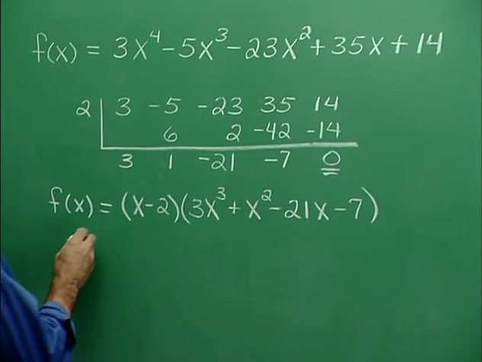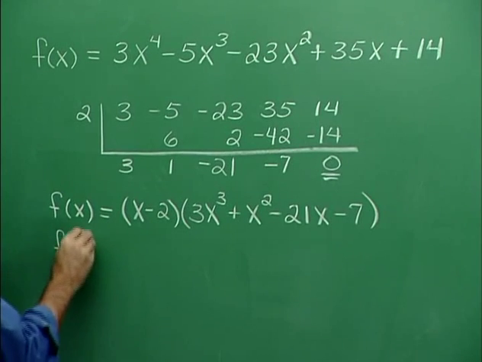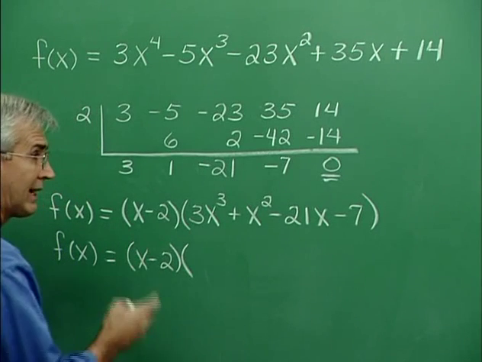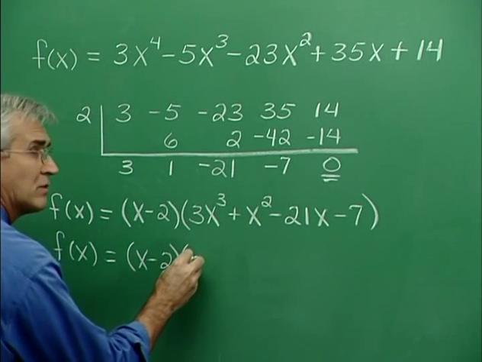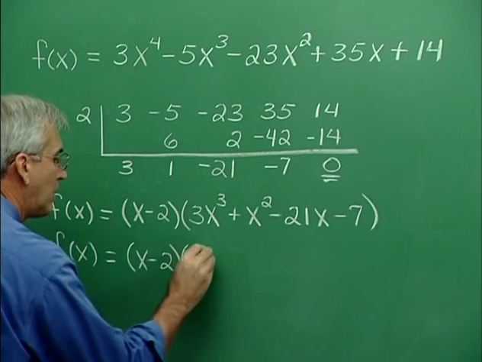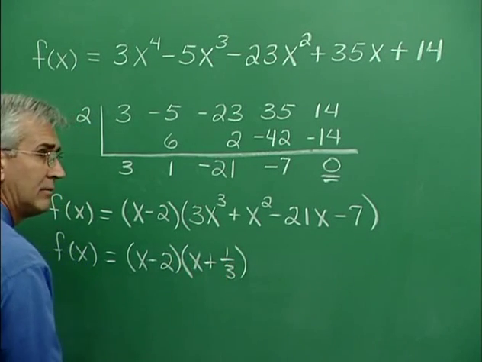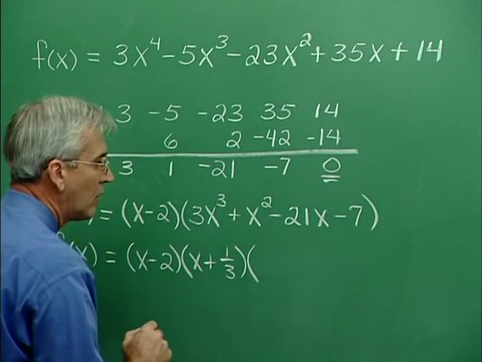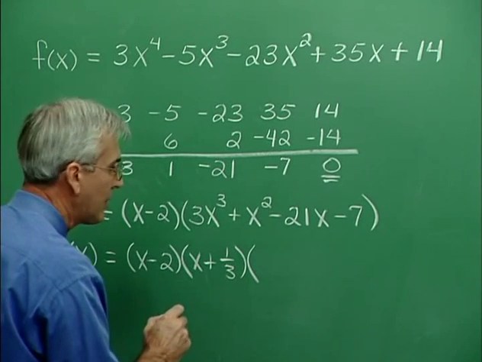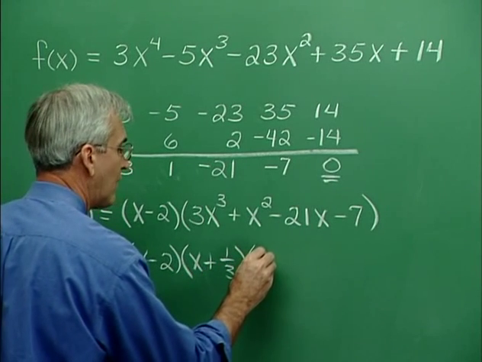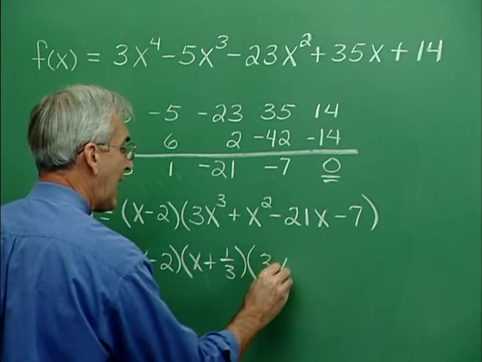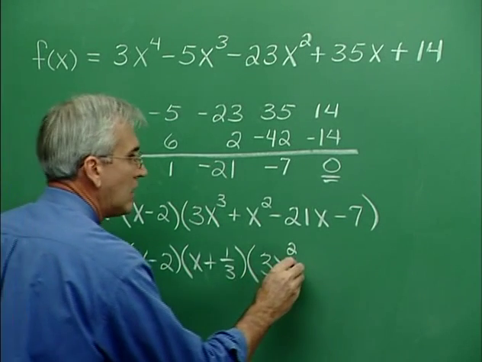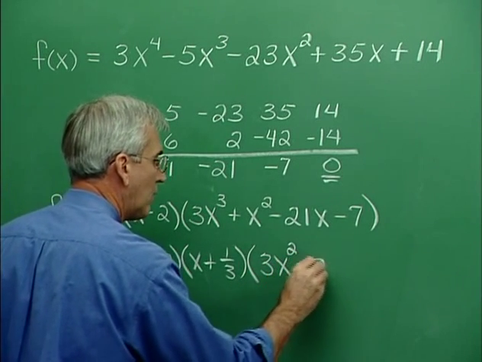Now I'm going to use the entries at the bottom over there in just a second, but I've got the x minus 2 linear factor that we've already identified. Now, this is x minus negative 1/3, or x plus 1/3, as another linear factor. And another factor, not linear, we get by looking at the entries at the bottom of the synthetic division. There was a 3, a 0, and a negative 21. So it's 3x squared, and then 0x, and then minus 21.